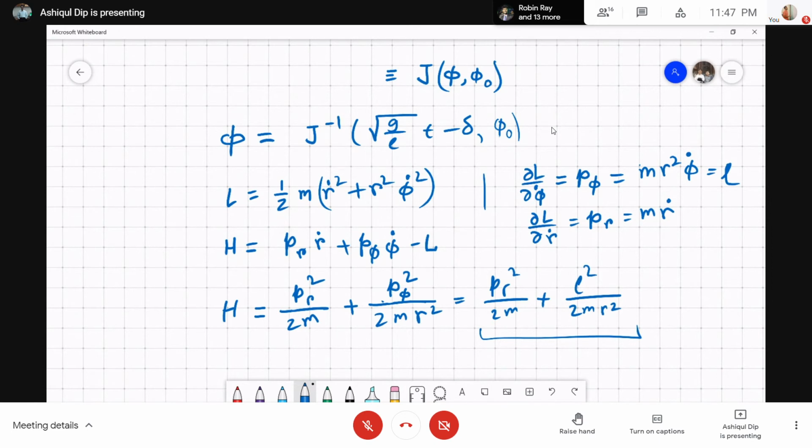So that's another example. Actually, you did an integration, but that integration is trivial. So p phi equals L, that's an integration, but a trivial integration.